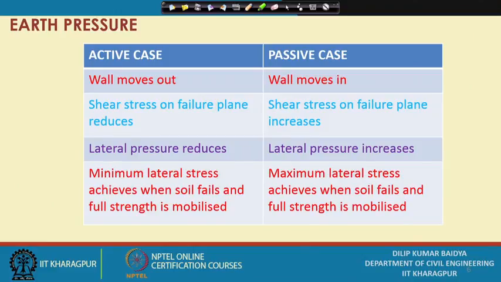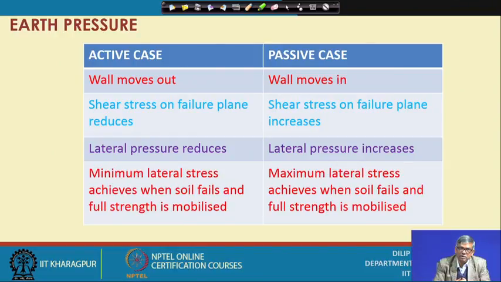The K naught case generally we do not discuss so elaborately, because most of the time the problems we enquire about are either active or passive. So, you need to know more about the active case and passive case. What is the highlight, or what are the important characteristics?